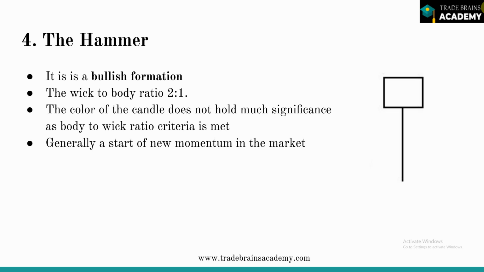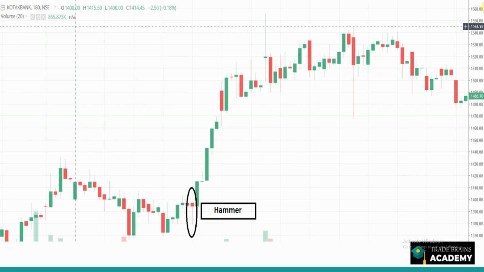When I say new momentum, what I'm trying to say is this: if the prior momentum is say bearish by nature, after the formation of this pattern, we see a bullish trend coming in the market, and we see a trend reversal in the market. Now, this is a simple example of the hammer formation.